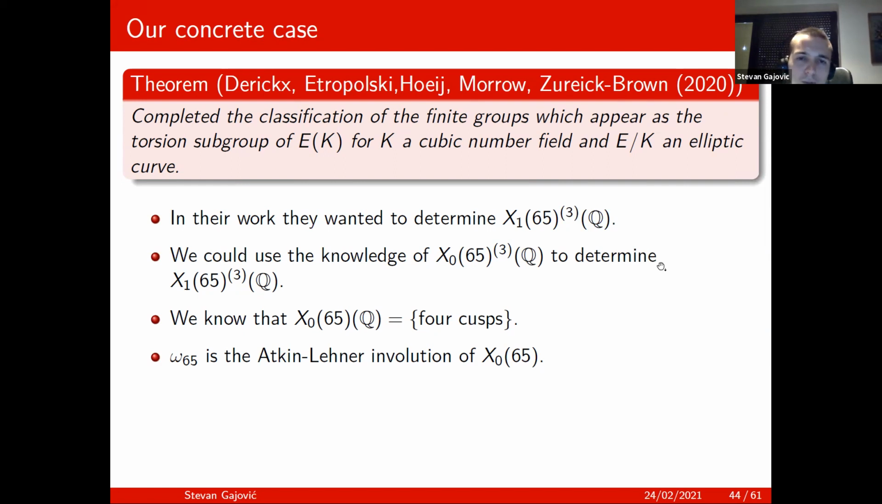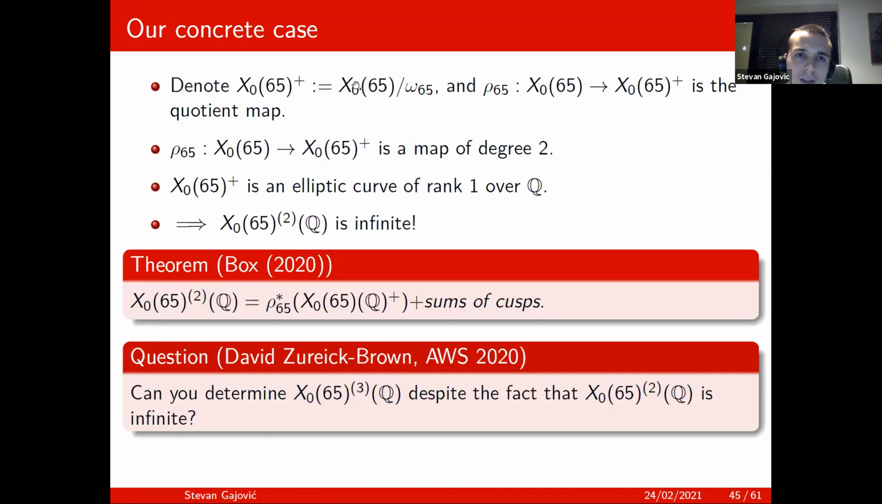And just to say what was the starting point of our work: if we consider one concrete curve, we don't need to know its equations, X naught 65. It has 4 rational points, and it has a map of degree 2 to the elliptic curve of rank 1. So the set of quadratic points is infinite. And we can say more precisely that the set of quadratic points comes as a pullback of infinitely many rational points on this elliptic curve plus sums of cusps.